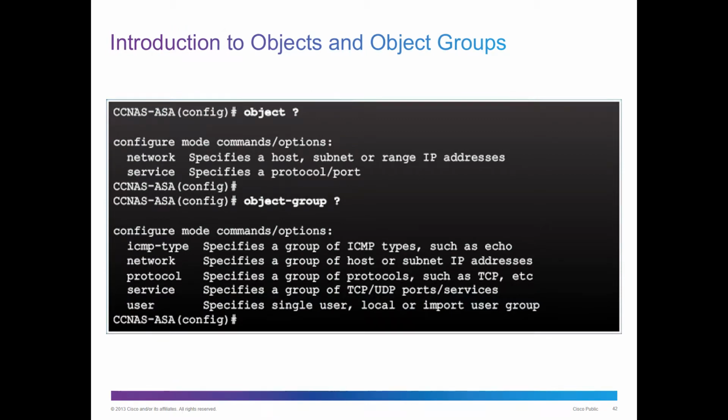Alright, moving on, we have 923 object groups. So objects, they can be a network or a service. If we're setting up an object group, we can have network, service, user, protocols, or even an ICMP type. So we have some wiggle room here.